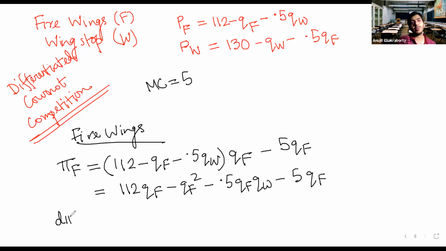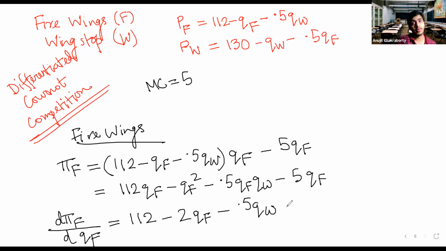Now, the next step is going to be figuring out Fire Wings' best response. And we always do it the same way. We have to take a derivative. If we take a derivative, we're going to get 112 minus twice QF minus 0.5 QW minus 5 is equal to 0. That is Fire Wings' best response. The idea always is you want to figure out both firms' best responses, and at the Nash equilibrium, they must be best responding to each other.